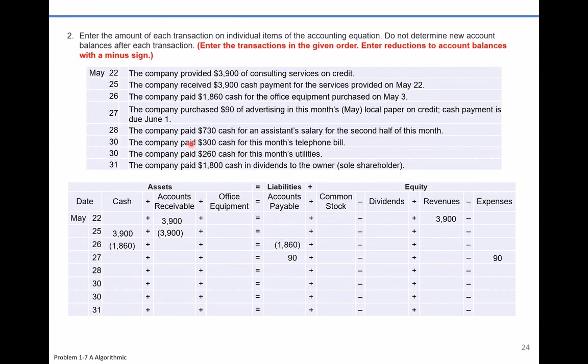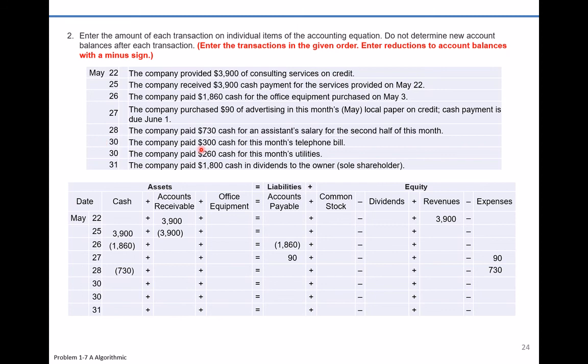The company paid $730 cash for an assistant's salary for the second half of the month. Okay, so they paid the cash of $730 for the assistant's salary. They're giving up cash of $730. That salary is a salary expense, so cash is going to go down by $730. And we add to our expenses $730 as well. And more precisely, that would be called salary expense. Okay, we're in the home stretch. Just 3 more. Hang in there.